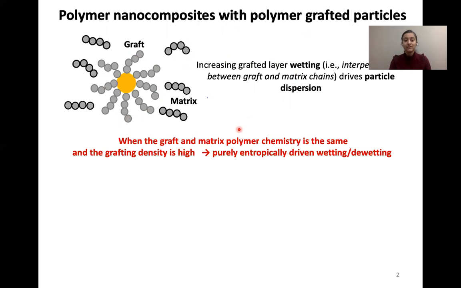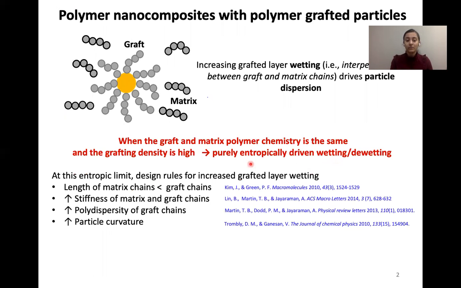So in nanocomposites, when the graft and matrix polymer chemistry is the same and the grafting density is high, wetting dewetting is purely entropically driven. And at this entropic limit, previous studies have established the design rules for increased grafted layer wetting. And these include increasing the length of graft chains compared to the length of matrix chains, increasing the stiffness of matrix and graft chains, increasing the polydispersity of graft chains, and increasing particle curvature.